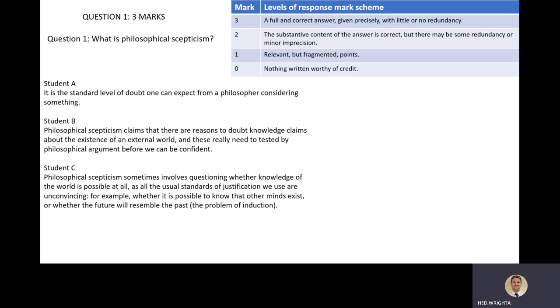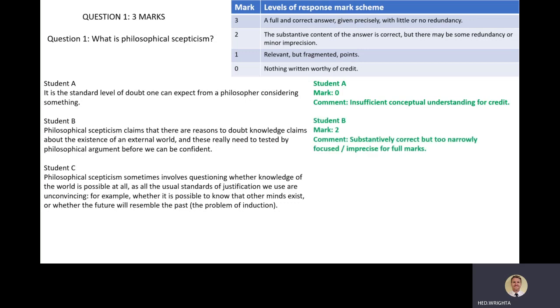Okay, so student A, really no marks. There's nothing there. It's just saying level of doubt, but you're going to get nothing. Student B, 2 marks. That means it's substantively correct, but it's too narrow. When you look at it, philosophical skepticism claims, nothing new there. There are reasons to doubt knowledge claims about the existence of an external world, so you're probably going to get a mark for that. These really need to be tested by philosophical argument, there's another mark there.